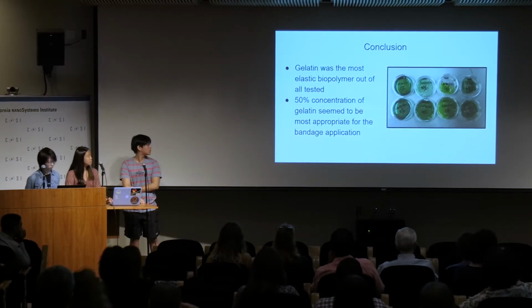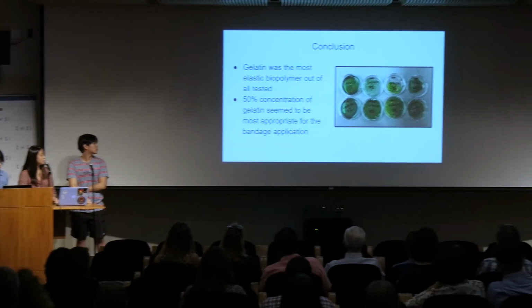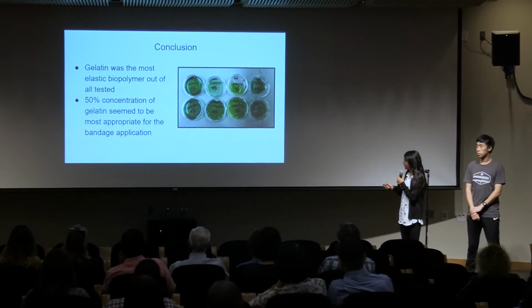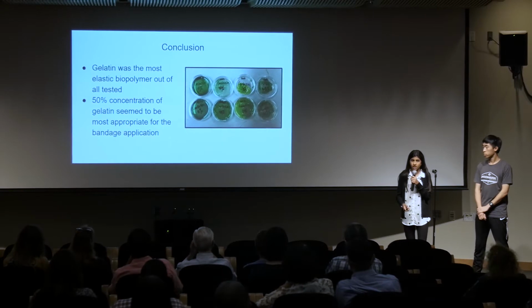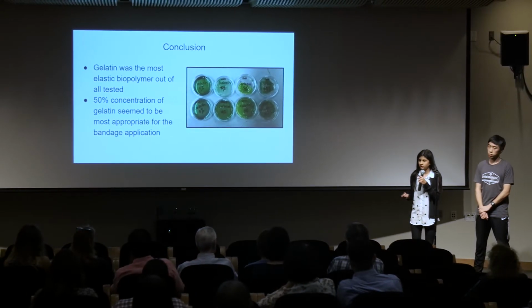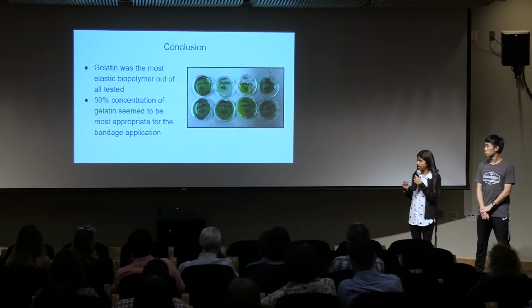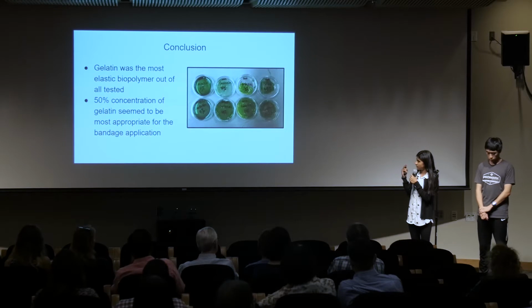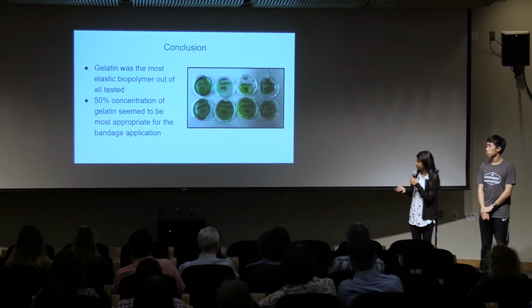In conclusion, we found that gelatin was the most elastic biopolymer of all the ones that we tested. And this one right here, the 50%, was the most appropriate for bandage application because it was stretchy enough to fit any wound, like a heel where it has to stretch around. But it also has the appropriate thickness and sturdiness that it can last a long time.